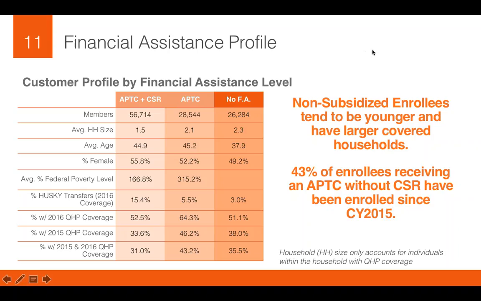In doing so, we'll see a variety of differences across the 3 segments. A few examples are the non-subsidized tend to be younger and have more lives in their household for QHP coverage. While on the other side of the spectrum, the APTC and CSR customers tend to have smaller QHP households. This could be potentially because they are more likely to have a dependent who is eligible for a Husky program and is enrolled in a Husky program, not a QHP program. They also have a lower retention rate, which again could be related to the fact that these individuals are usually more likely to transition out of a Husky program and into a heavily subsidized QHP program or vice versa.